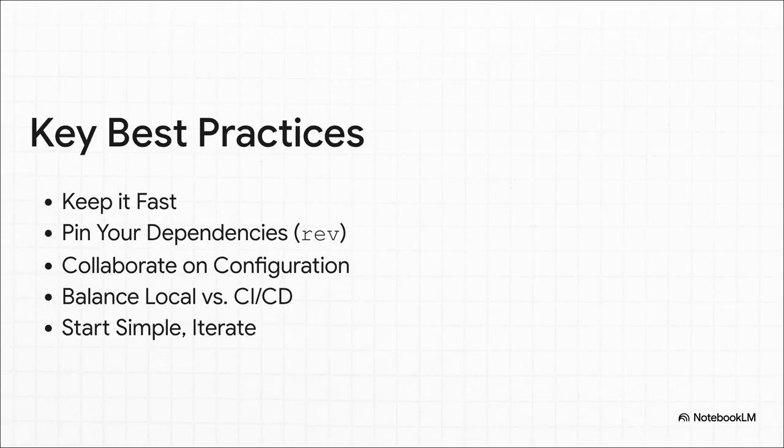Second, always pin your dependencies. Use that rev field in your config. This makes sure every single person on the team is running the exact same version of the hooks. Super important. Next, work on the configuration as a team to get everyone on board. Also, remember that balance, what runs locally versus what runs in CI. And finally, don't go crazy at the start. Start simple and then add more hooks over time as you need them.